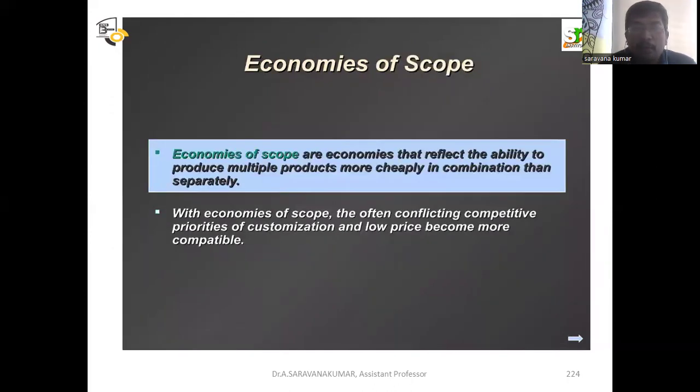So economies of scope. Every product has some economy on which we are going to manufacture. Economies of scope are economies that reflect the ability to produce multiple products more cheaply in combination than separately. With economies of scope, the often conflicting competitive priorities of customization and low price become more compatible.